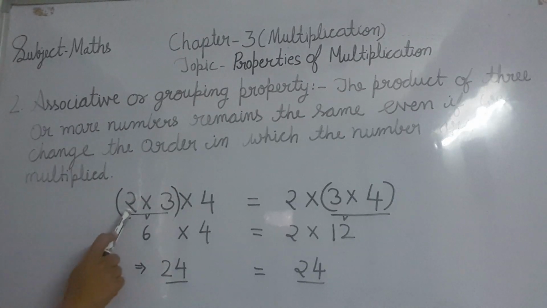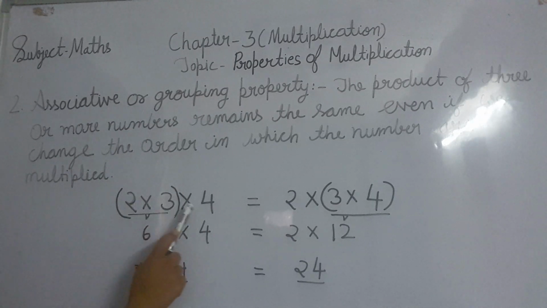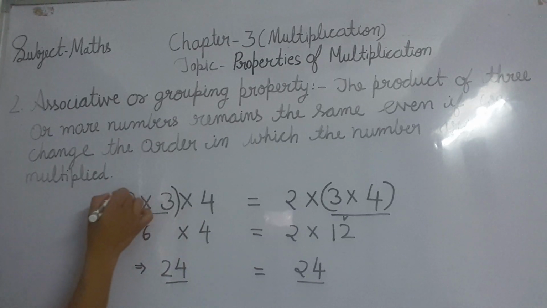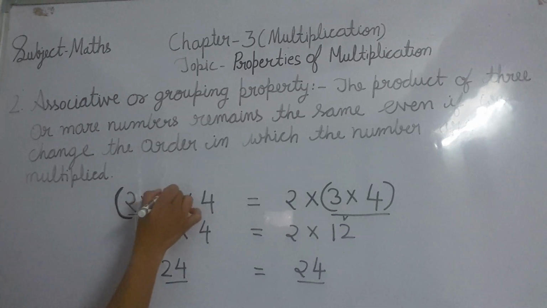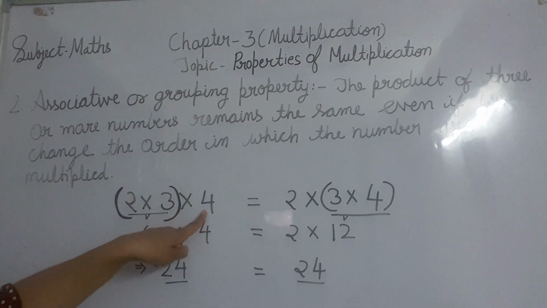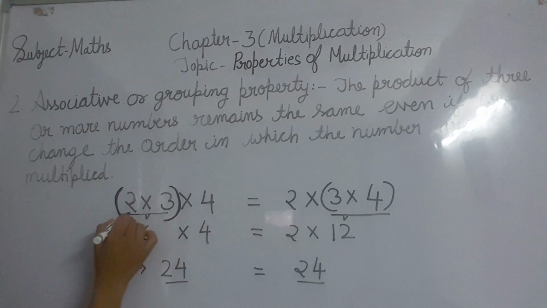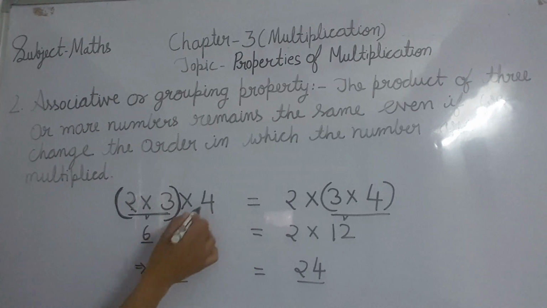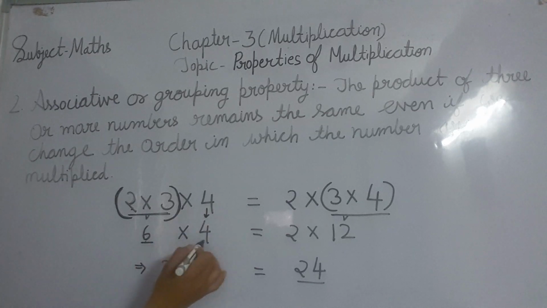See here, I am multiplying 3 numbers: 2 multiplied by 3 multiplied by 4. In the first term I am making a group of 2 and 3, and 4 is separate. So first I will multiply 2 and 3. 2 multiplied by 3 is equal to 6, and 4 will come here. Then 6 multiplied by 4 is equal to 24.